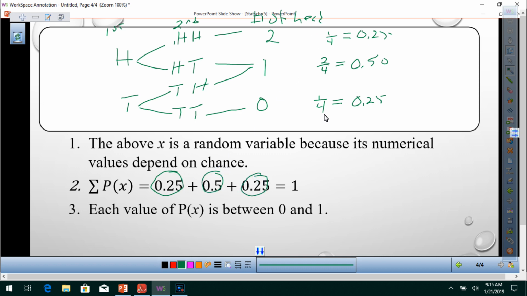Okay, and they add up to 1. Each value of P(x) is between 0 and 1, and you can see it: 1 out of 4, 2 out of 4, and when you add them up, 1.00. Okay, so that meets the requirements for a probability distribution.